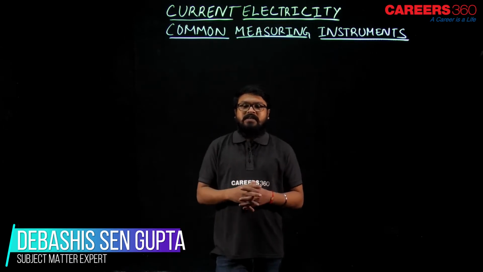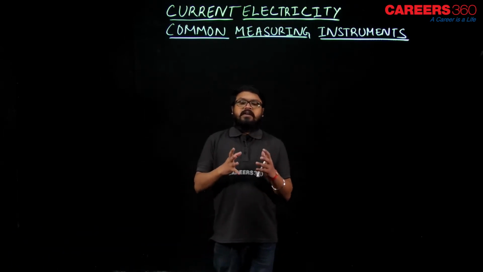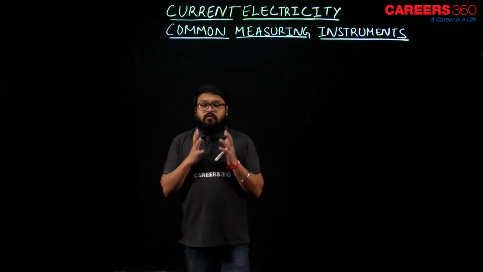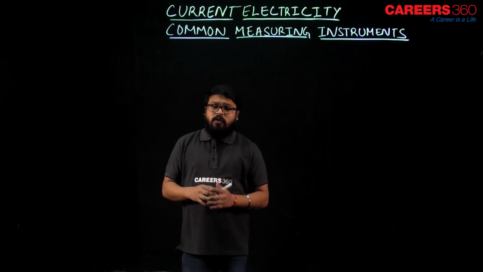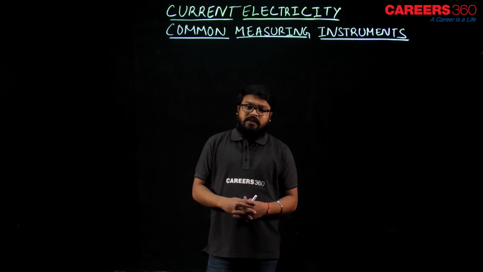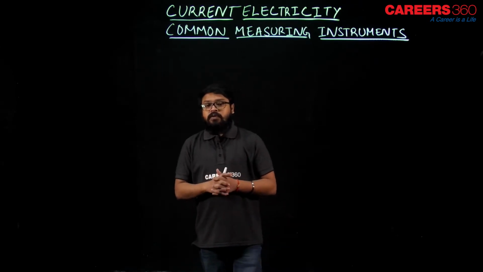Now, what do we measure in an electric circuit? Suppose we need to measure the amount of current flowing in a circuit, the voltage drop across the circuit, or the potential used by any device in the circuit. So these are the measurements we need to care about.